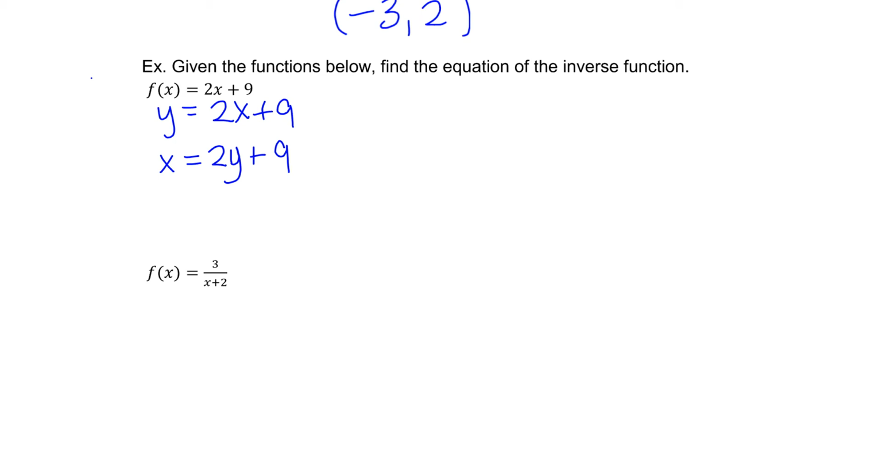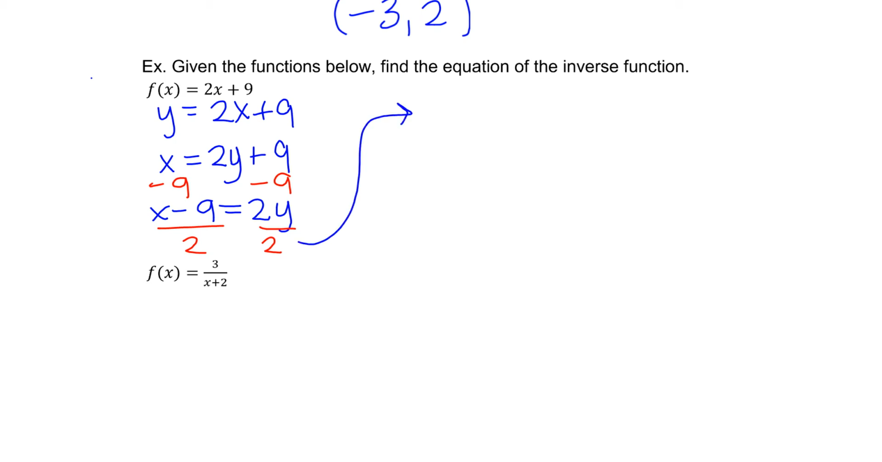Lastly, we're going to resolve for y. So we want to get y by itself. So we have this plus 9. So our first step is going to be to subtract 9. So we now have x minus 9 equals 2y, and then we're going to divide by 2. So that gives me that y equals (x minus 9) all over 2.